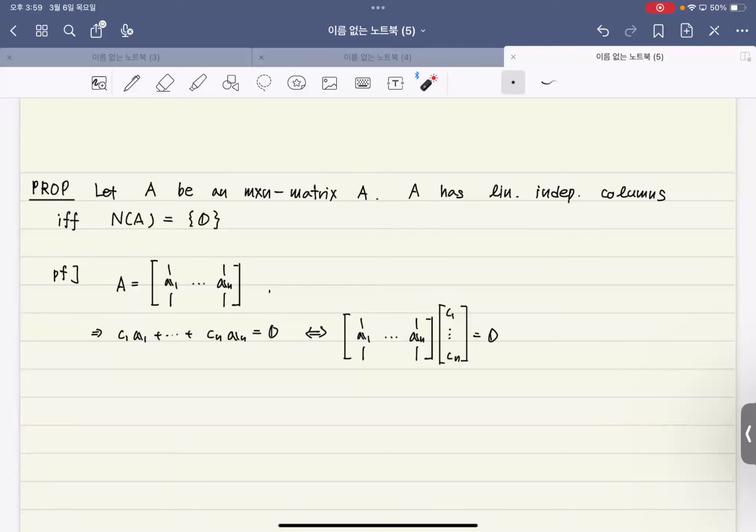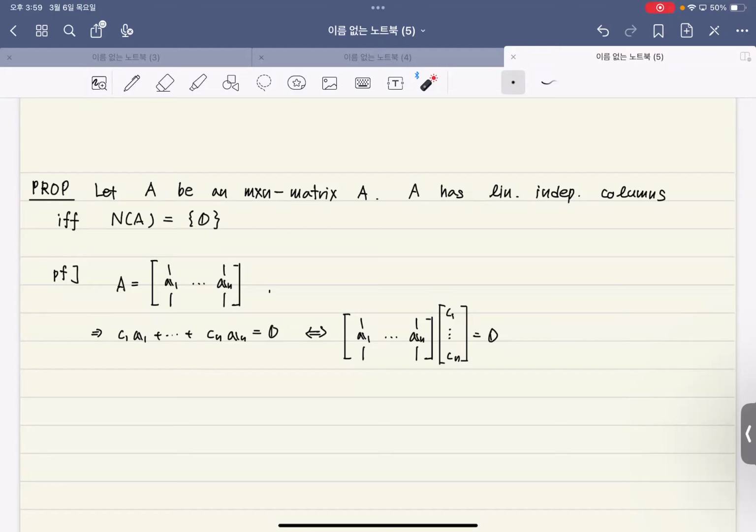This proposition gives me some idea, especially when you're interested in determining the linear independence of the columns of any given matrix. What about this? Suppose that you have a wide matrix, not a narrow matrix, but a wide matrix. So the number of columns is greater than the number of rows. Then in that case, I must say the columns of the wide matrix are automatically dependent. Why is that?